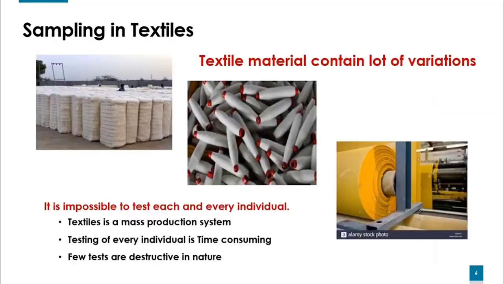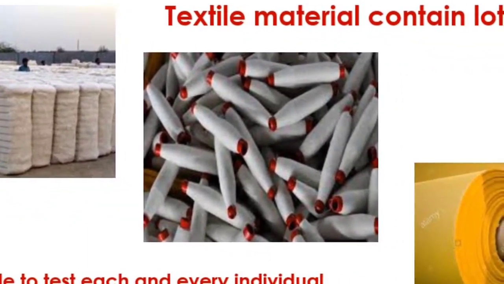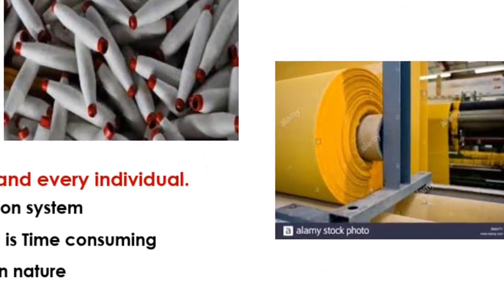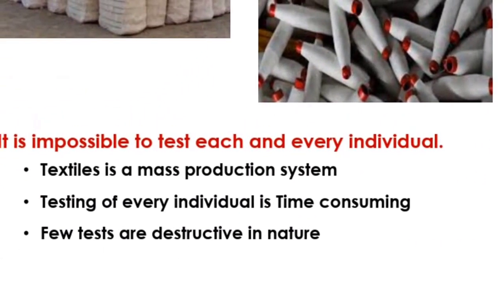When it comes to textiles, textile material contain lot of variations. It may be fiber, yarn or even fabric. Fibers, they differ in almost all the properties. They differ in terms of length, diameter, strength, etc. Even it is not possible to have positive control on each and every fiber while we process them. And therefore, when you convert the fibers into yarn, you have to accept certain variation. When you convert such material into fabric, again you have to accept certain variation. And with such variations, it is impossible to test each and every individual from the population.